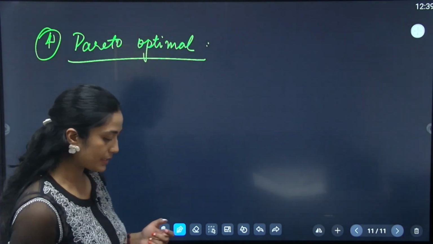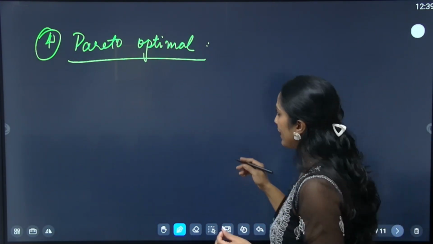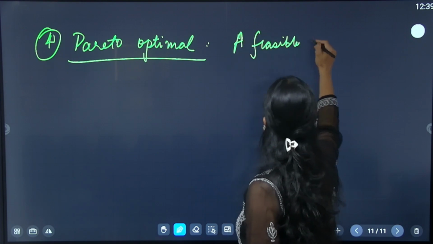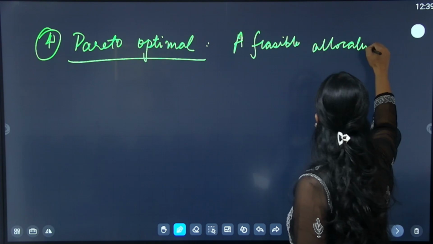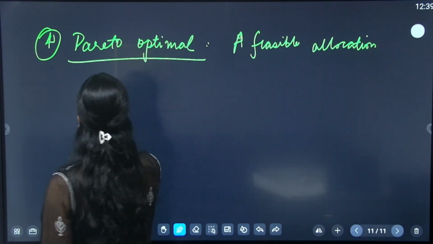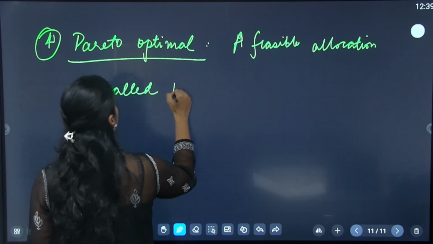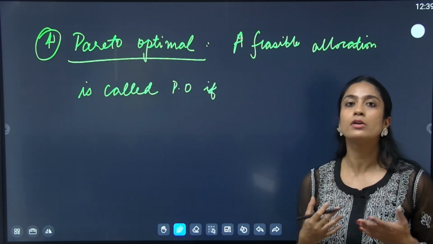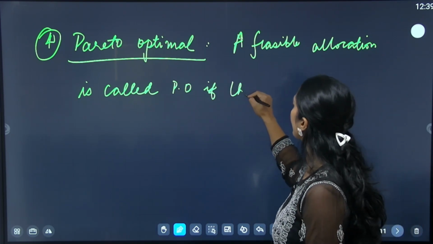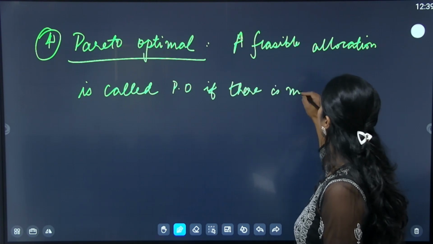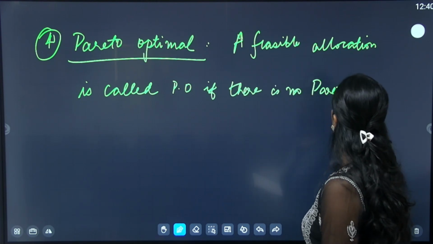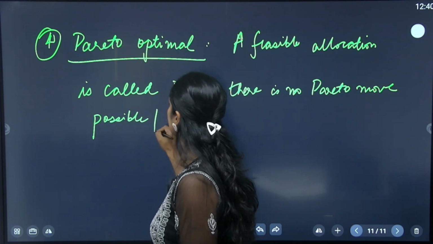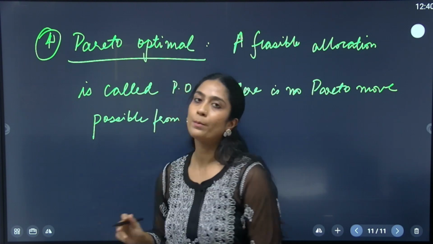So Pareto optimal is, so a bundle, any bundle, suppose a feasible allocation that you have. A feasible allocation is called Pareto optimal if there is no possible Pareto move from it.